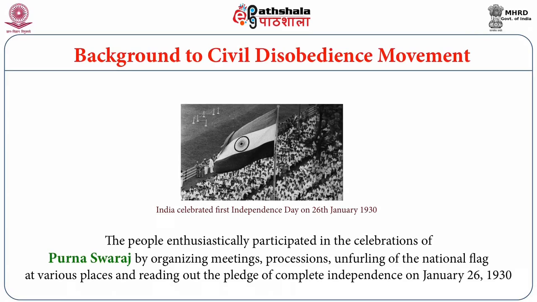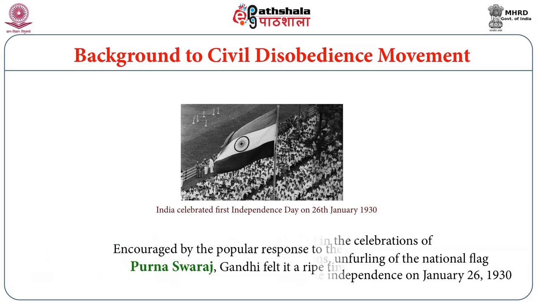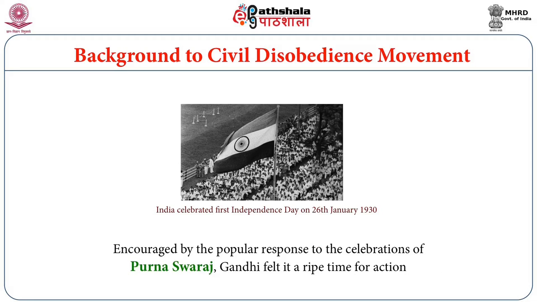The people also enthusiastically participated in the celebration of Purna Swaraj, which was floated by the Congress on that day, by organizing meetings, processions, unfurling of the national flag at various places and reading out the pledge of complete independence on January 26, 1930. Thus encouraged by the popular response to the celebrations of Purna Swaraj, Gandhi felt it a ripe time for further action and further progress of the national movement.